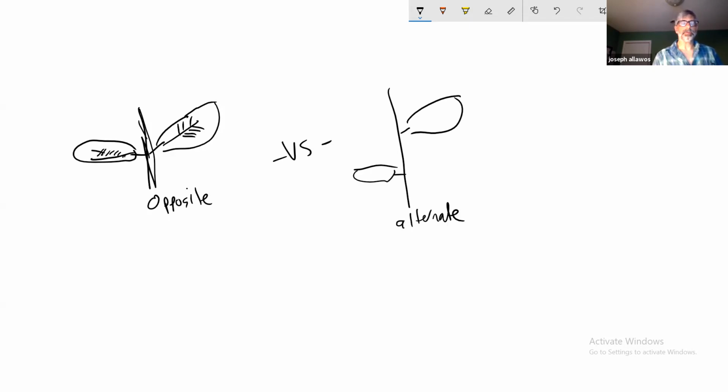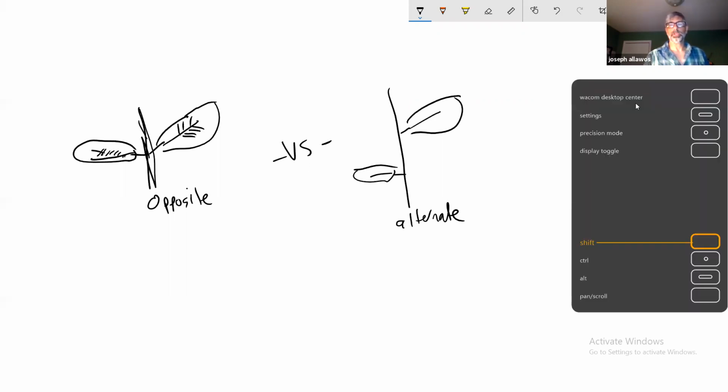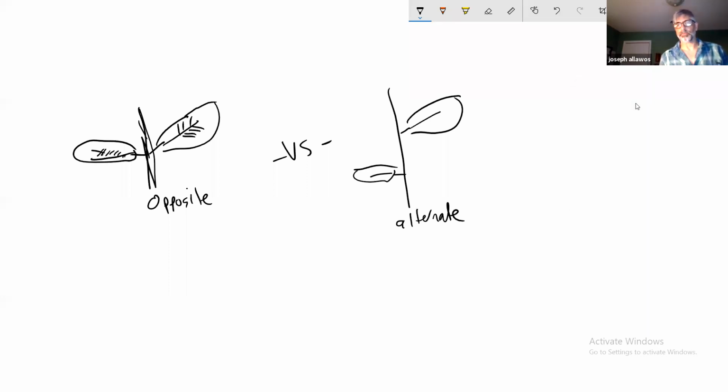Now, this opposite versus alternate is very cool because it immediately allows you to put any plant in one of two groups, right? So if it's opposite, we eliminate all the alternate things and vice versa. So this is one of the characteristics that's very useful in our discussion. And we'll look at lots of examples of these different traits. Okay, so that's one.